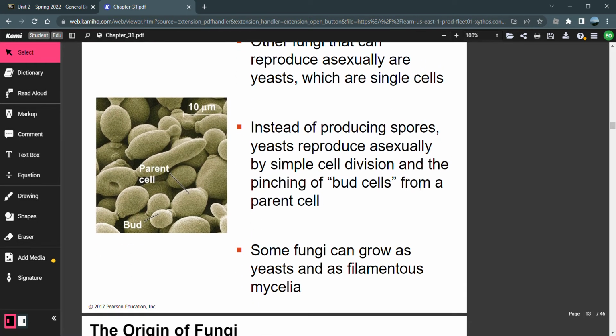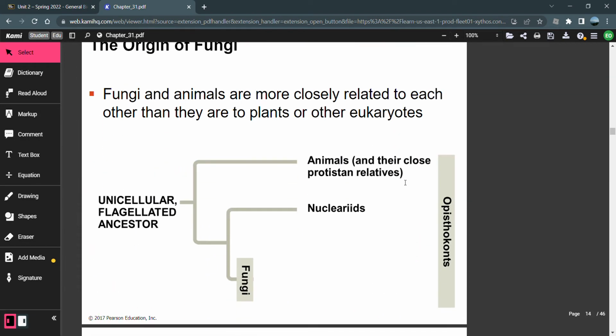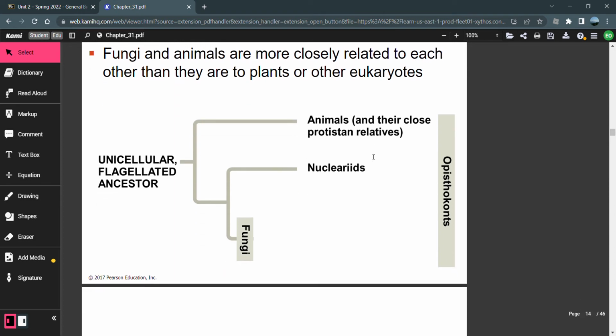So fungi are more related to animals than to plants and other eukaryotes. So when you see a mushroom, you are genetically closer to the mushroom than to a plant.